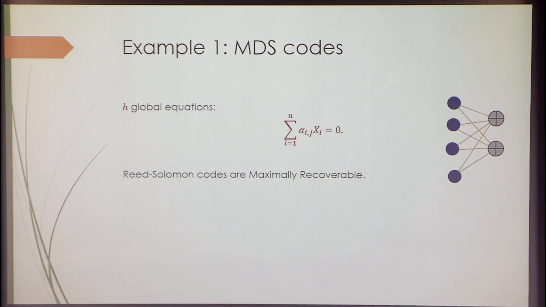Firstly, it's good to know that such things exist, and we have concrete examples of them. So MDS codes would fit this definition. So what is an MDS code? You just have H global equations on all the variables, and each coefficient in an equation is an independent variable you get to pick. And if you choose these according to the Reed-Solomon parity check matrix, then it's maximally recoverable because anytime you have enough equations, you can invert the matrix.